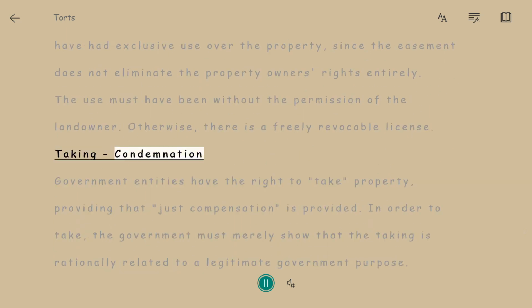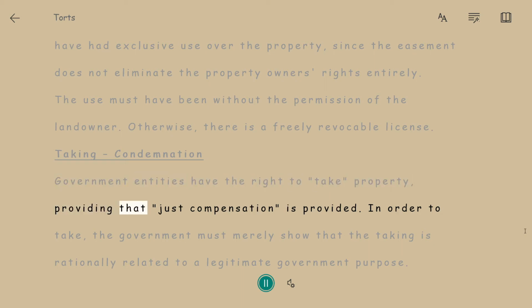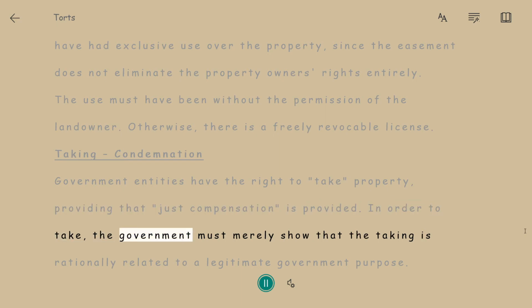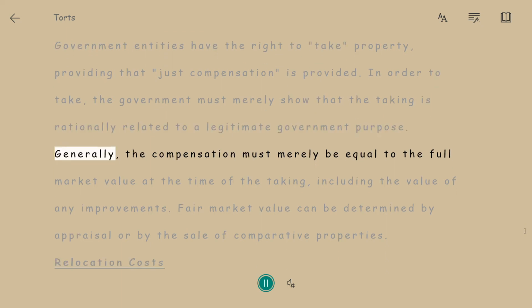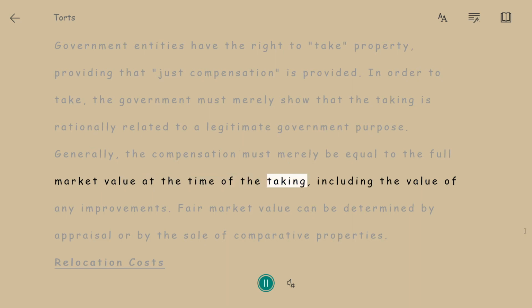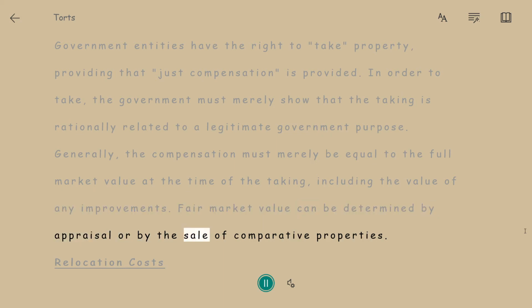Taking, condemnation. Government entities have the right to take property, providing that just compensation is provided. In order to take, the government must merely show that the taking is rationally related to a legitimate government purpose. Generally, the compensation must merely be equal to the full market value at the time of the taking, including the value of any improvements. Fair market value can be determined by appraisal, or by the sale of comparative properties.